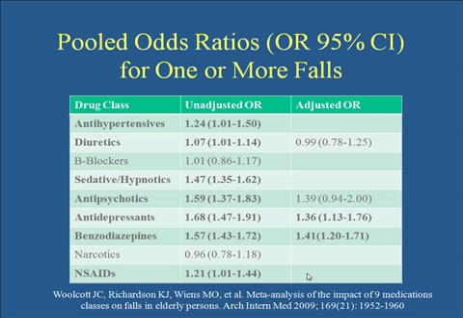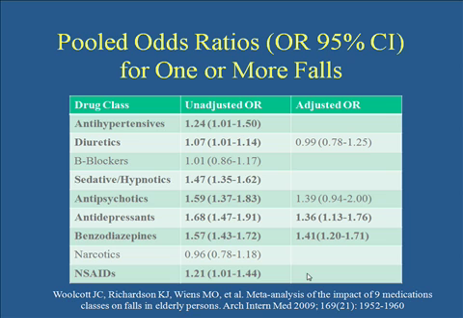And as you can see, when we look at adjusted odds ratio, the only 2 groups that showed a statistically significant increase of risk of falls were the antidepressants and the benzodiazepines. And again, they did not break out long-acting versus short-acting benzodiazepines, but that's a pretty high odds ratio there, 1.41 with the confidence interval of 1.2 to 1.71 for benzodiazepines. And the antidepressants as well was pretty high. And remember that this is looking at drugs that we're using today. It included the SNRIs and the SSRIs in the antidepressant studies.